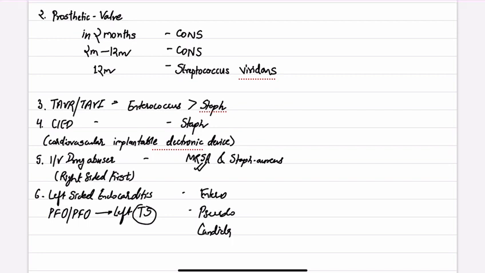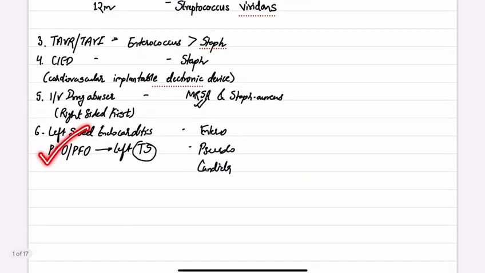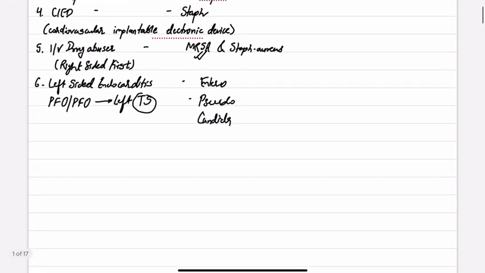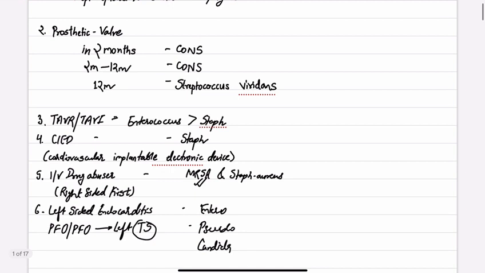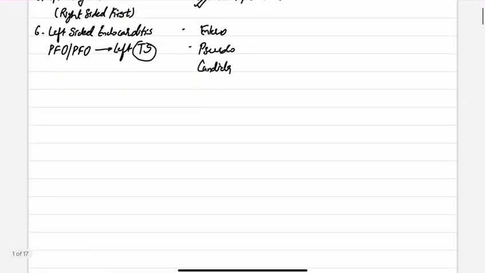For the IV drug abuser, right sided first, you have to go with MRSA, and there are some more with left-sided endocarditis. You have to go with Enterococcus and Pseudomonas and Candida. So the most important is this one: for more than 12 months, it is Streptococcus viridans, prosthetic valve.